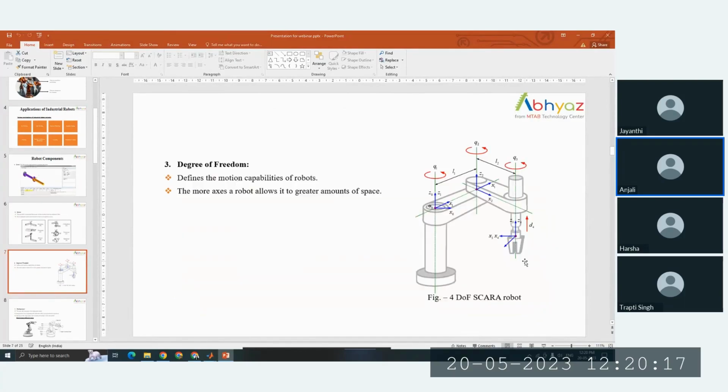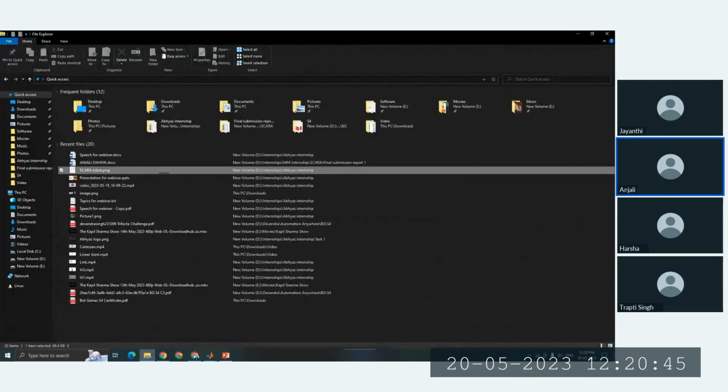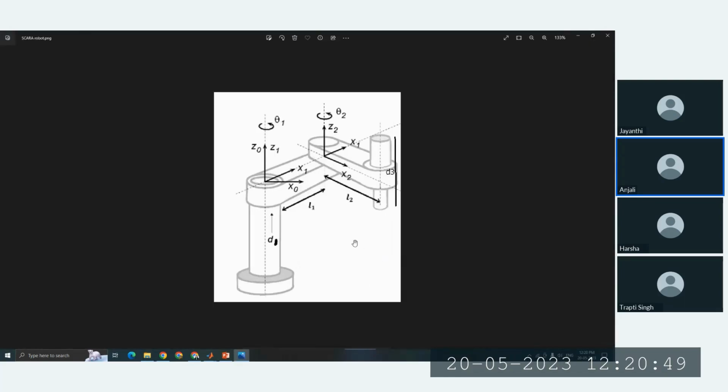This is the 4 degree of freedom SCARA robot. You can see the first joint, second joint, and third joint moving in rotation, and the last one, which is prismatic, moving in upward and downward direction. We have to find how these joint angles move in which degrees, and then in what position the end effector is. For this, let me show you this figure, for which I am writing this forward kinematics code.